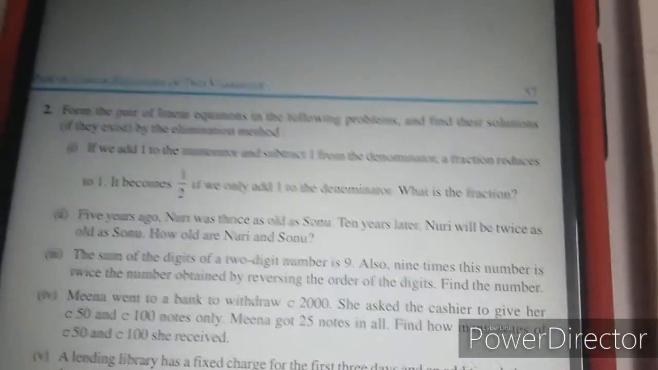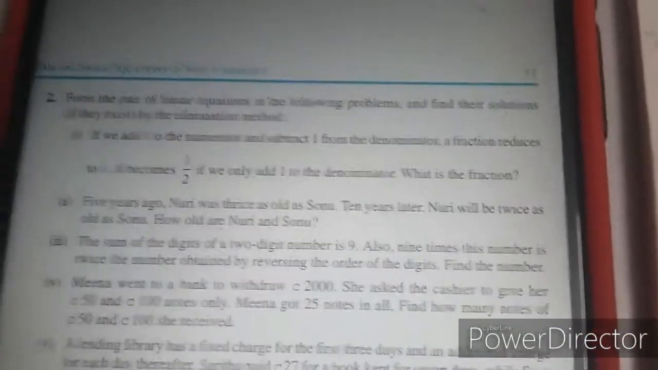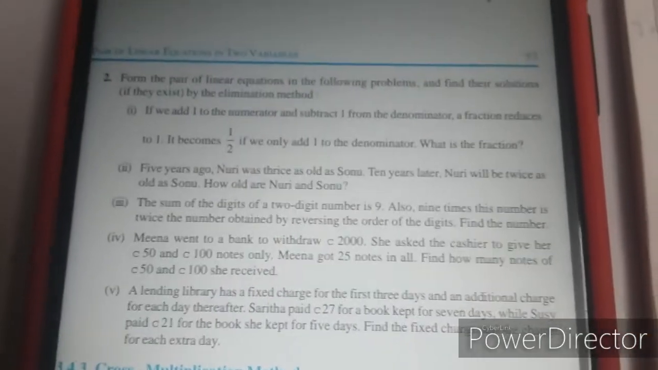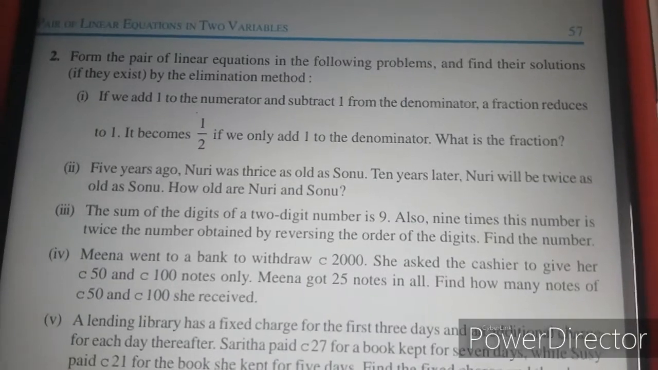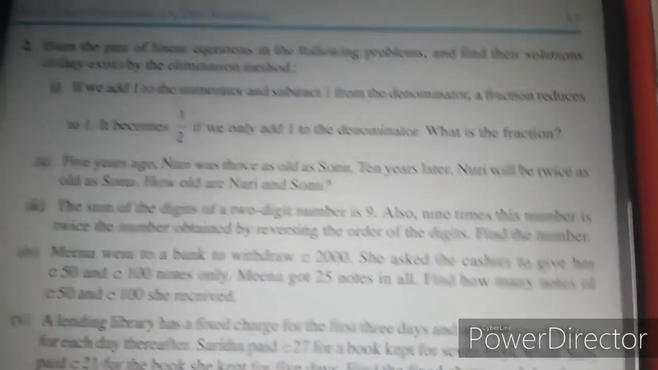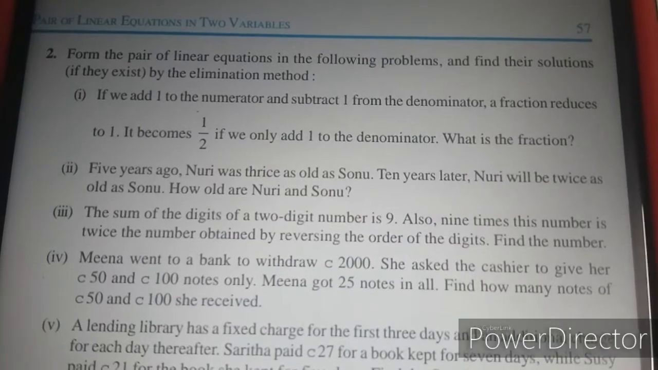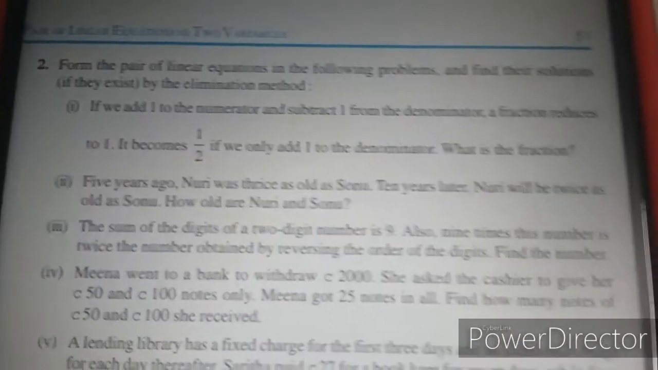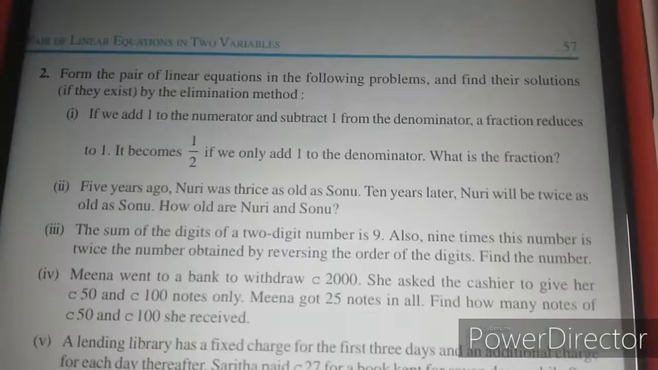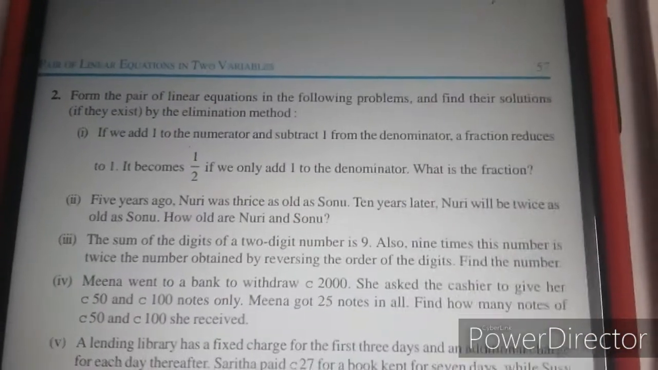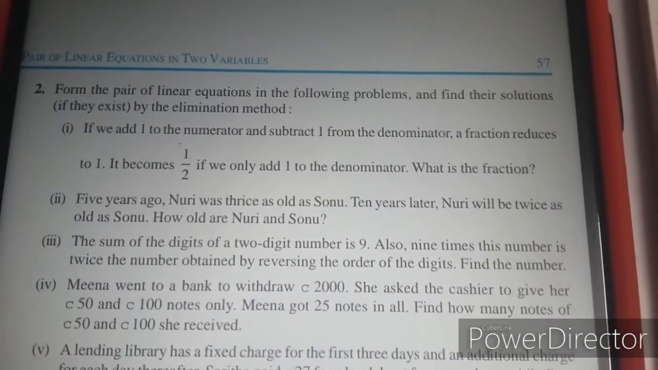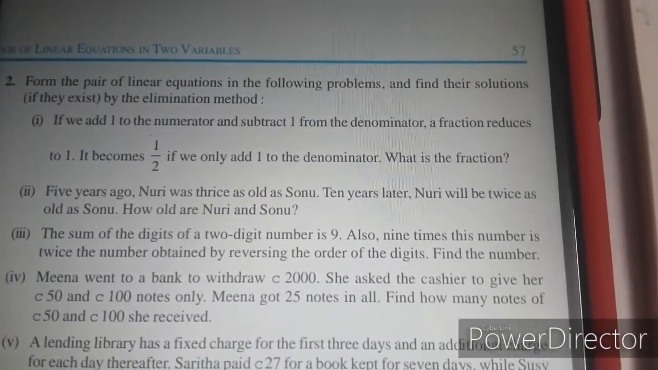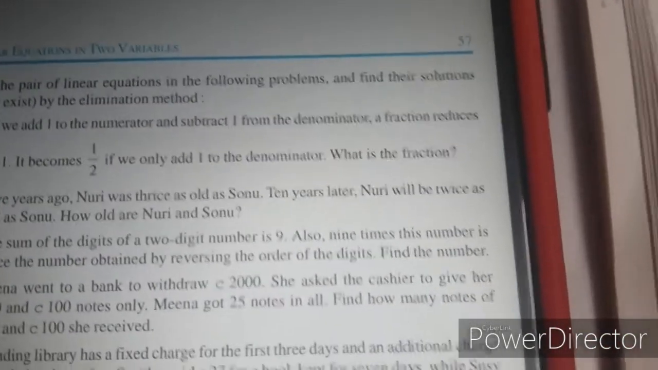by the elimination method. If we add 1 to the numerator and subtract 1 from the denominator, the fraction reduces to 1. It becomes half if we only add 1 to the denominator. What is the fraction? Here the condition is like this: there is a fraction. If we add 1 to the numerator and subtract 1 from the denominator, the fraction becomes 1, and it becomes half if we only add 1 to the denominator. Let us consider the fraction to be x by y.